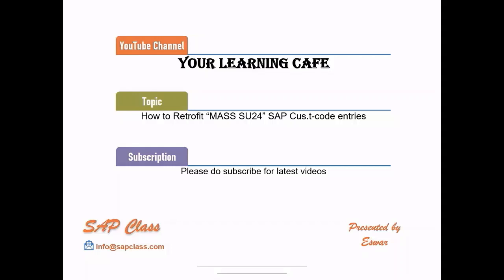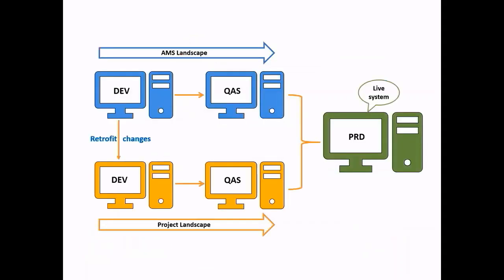The topic which I'm going to discuss is how to retrofit SU24 changes from the AMS landscape to the project landscape. Let's move on to the topic. You see this diagram. I have mentioned the AMS landscape, project landscape, and production, which is the live system.